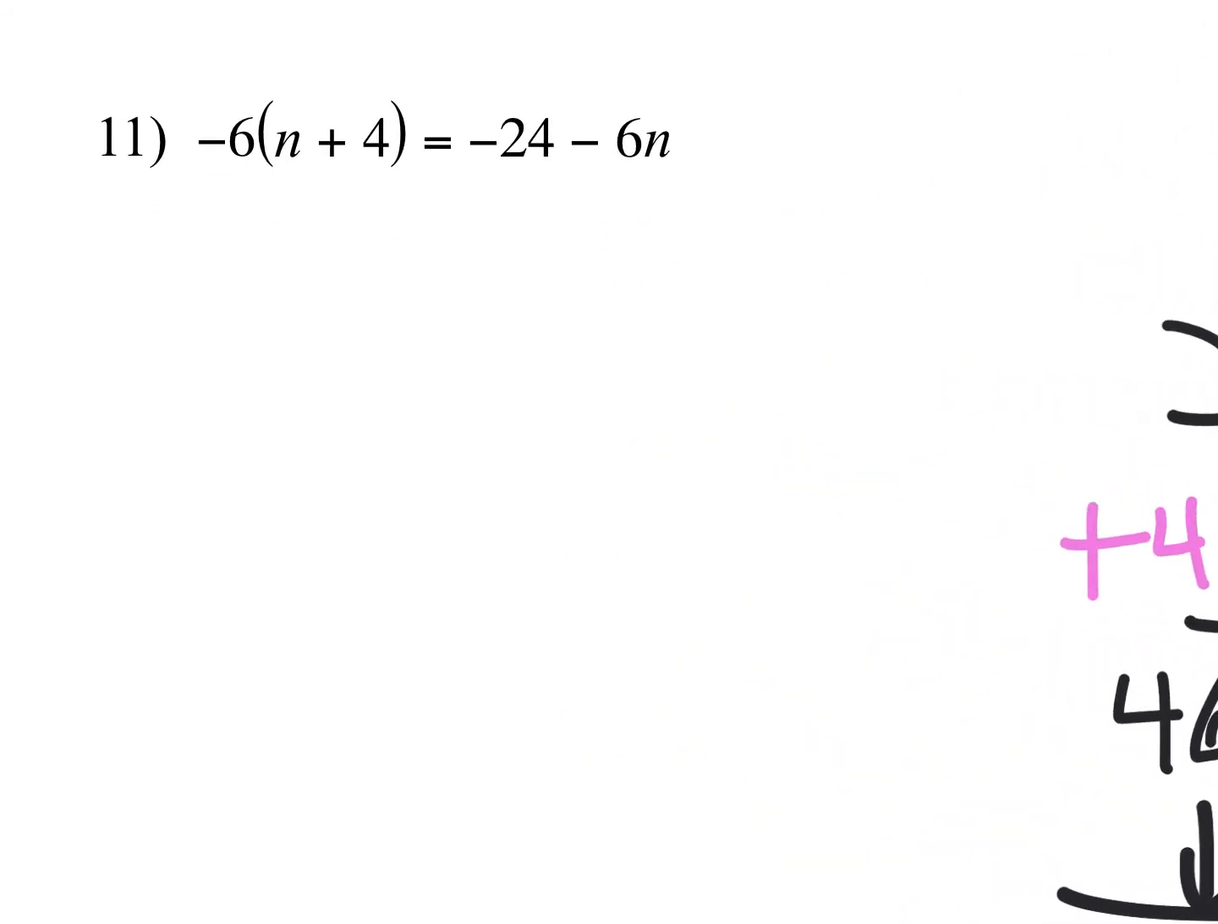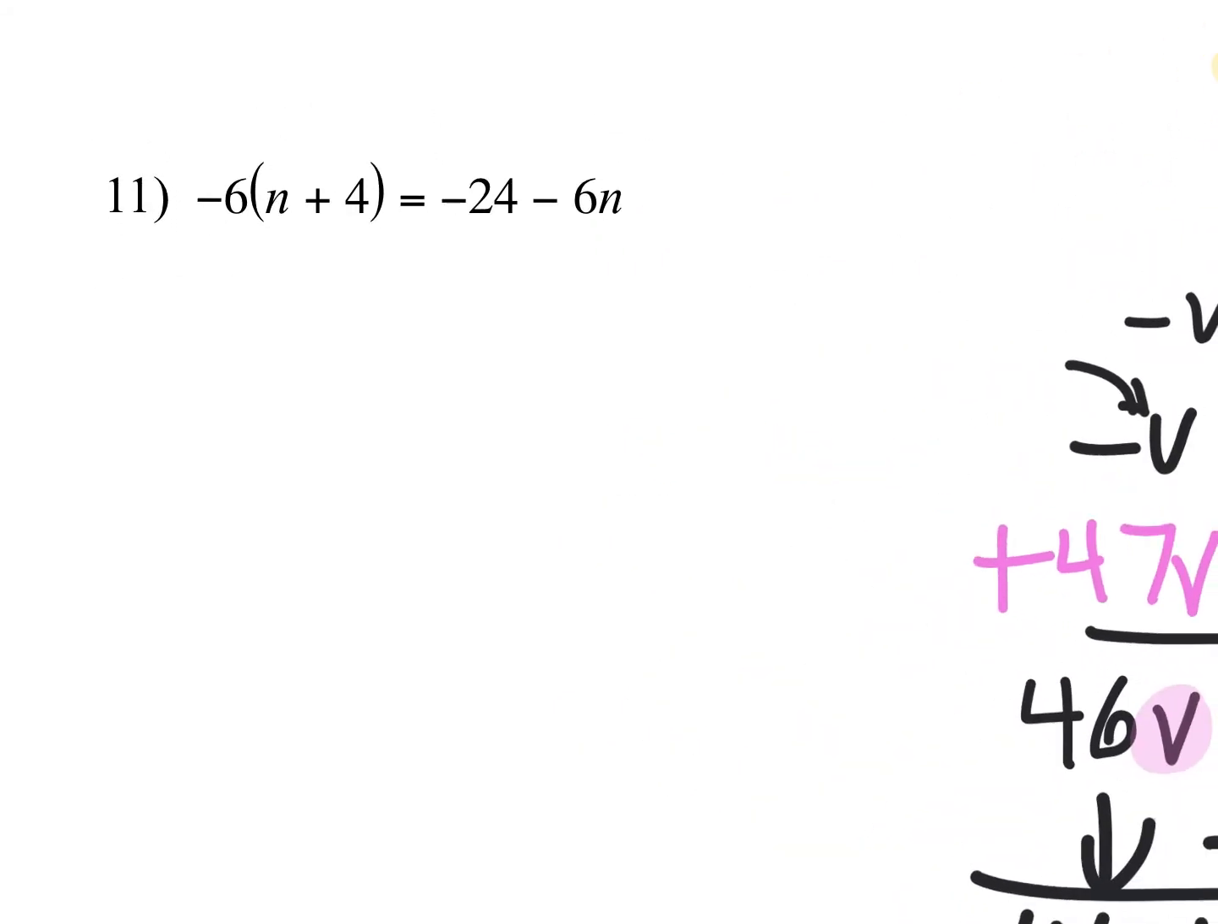Most of y'all noticed, which is awesome, something a little peculiar about this one, which actually saves you some work in the long run. So step 1, we noticed we got distributive property we can do. I'm so happy with you guys. Y'all killed this. So negative 6 times n is negative 6n. Negative 6 times 4 is negative 24.